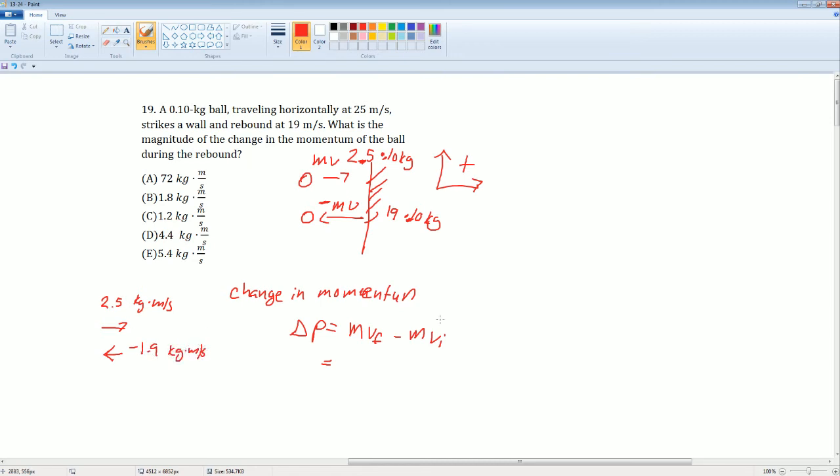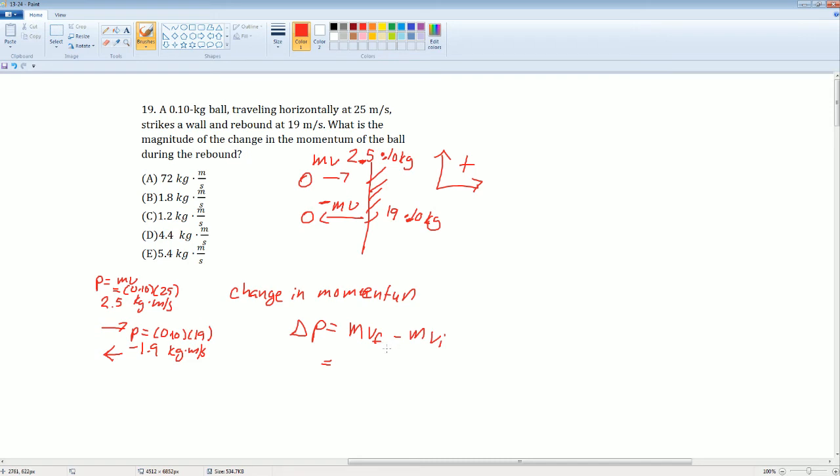These are all momentums. How do I get this? I get P is equal to mv. The mass here was 0.10 and the velocity was 25, so 0.10 times 25. What's its velocity? Same thing here, 0.10 times what? 19.